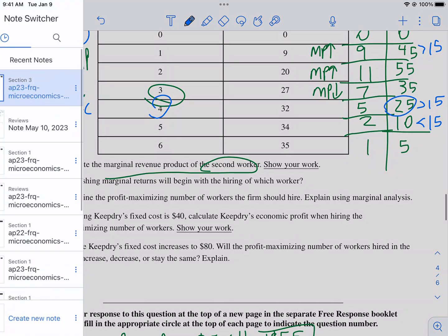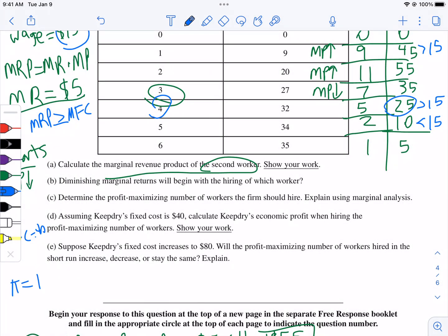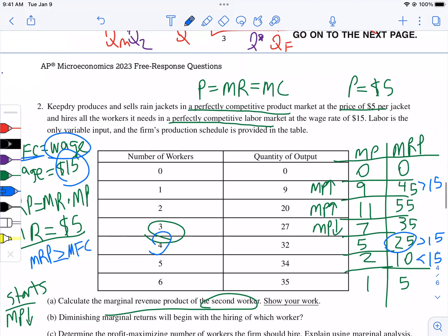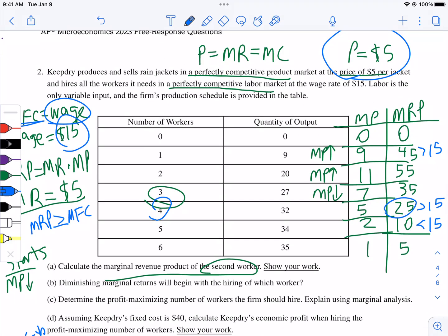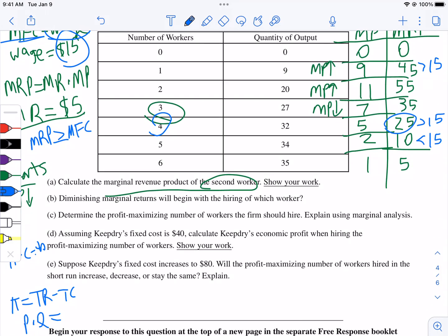And to find profit, you're going to need total revenue minus your total cost. So what's your total revenue? Well, your total revenue is price times quantity. And what's your price? Well, your price is 5. And you're hiring how many workers? You hire 4. So therefore, what is your output? Your output is going to be 32. So you'll be 5 times 32.